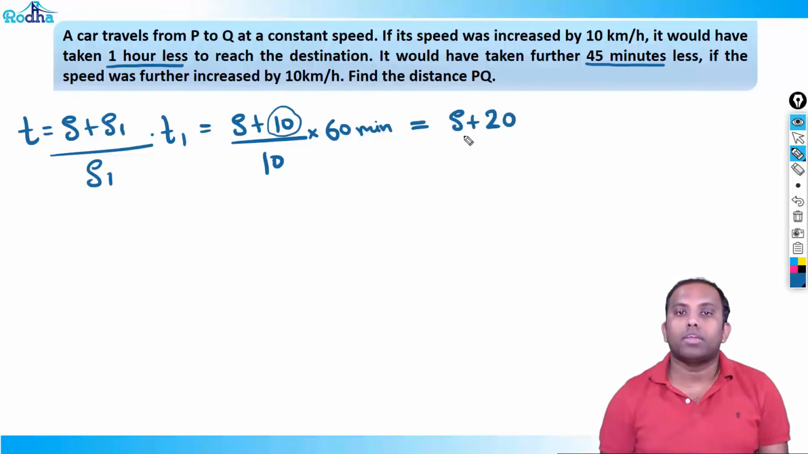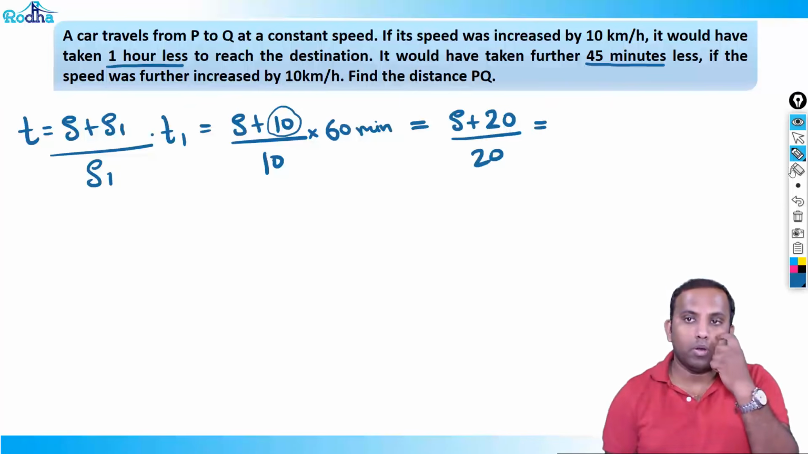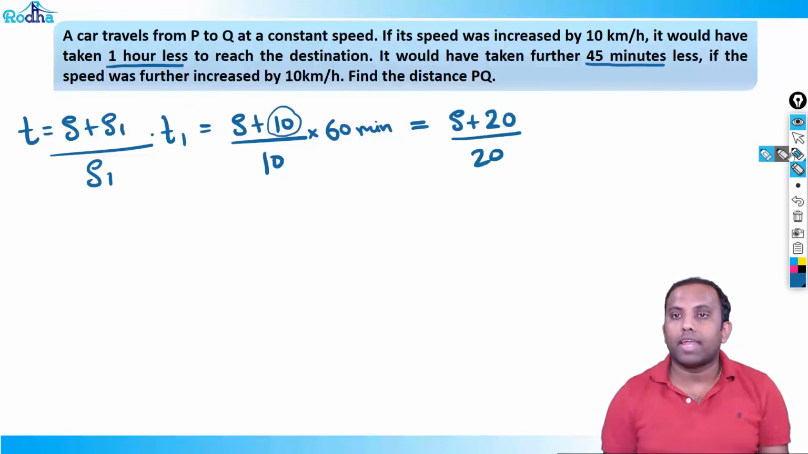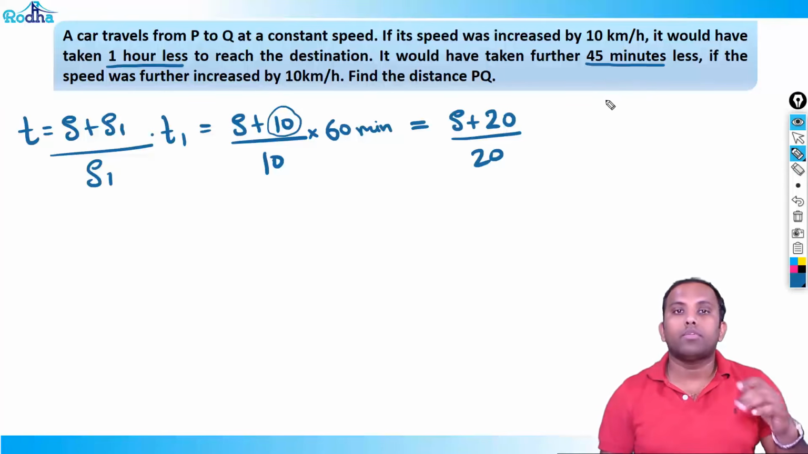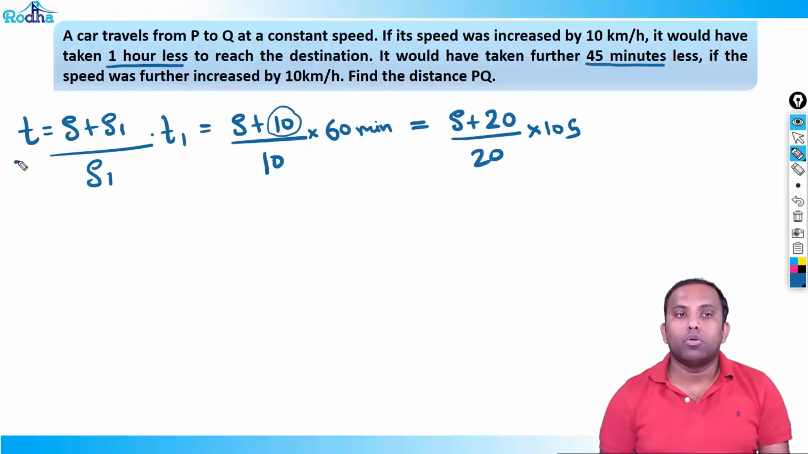So S plus 20 upon 20 into what? Into T1. What is the decreased timing? In the first case, it was 60 minutes less than actual. In the second case, it is further 45 minutes less. So total how much less? 60 plus 45, total 105 minutes less from actual. So into 105. Both are values of T, so I can equate it.